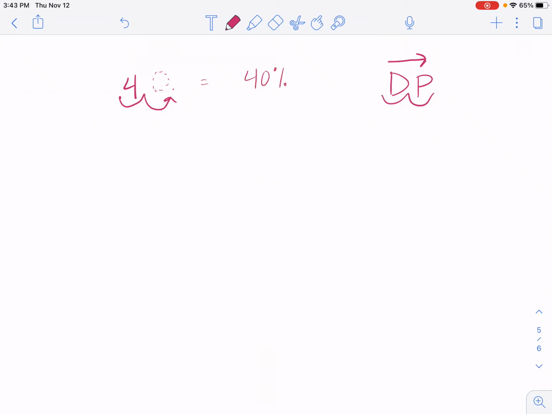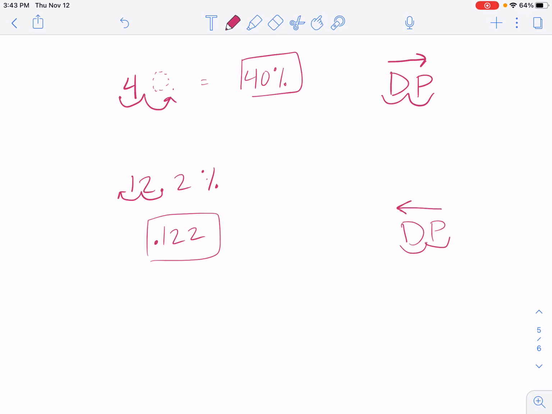Okay. If I was going from percent to decimal, like maybe I had 12 2/10%, and I wanted to turn that into a decimal, I'm still going to use my DP. I'm still going to move 2 places, but this time I'm going from a percent, and I want to know what it is as a decimal. So I'm going to the left, percent to decimal. I'm going to take my decimal, and I'm going to go 2 spaces to the left. So my percent now turned into 122 thousandths. So this one up here was 40%. This one is 122 thousandths.